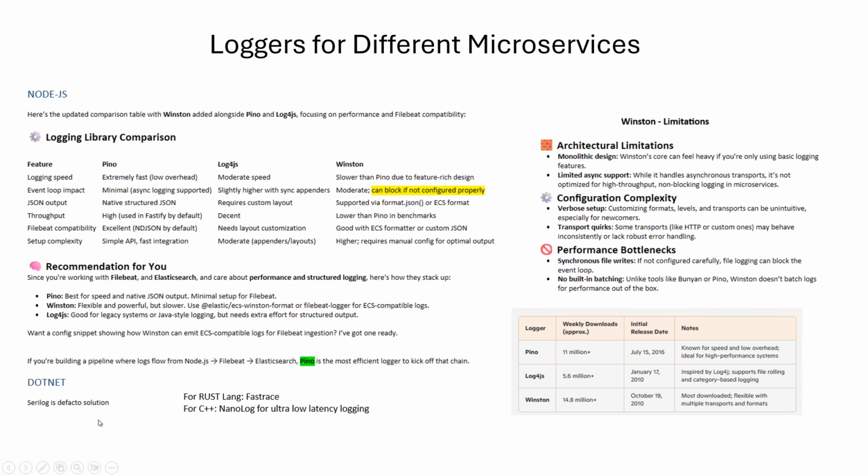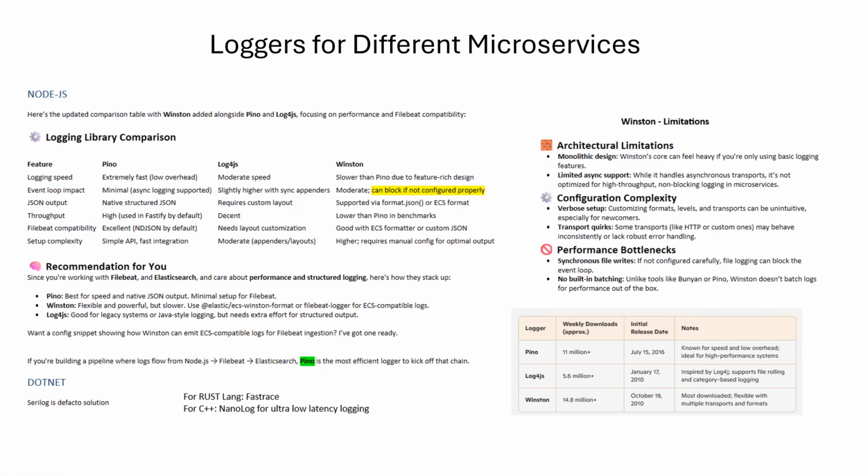When we talk about .NET, Serilog is definitely the fastest among all. There is NLog also, but as per the statistics and benchmark comparisons, Serilog is the fastest. When it comes to the Rust language, there are a number of options, but fastrace is the best one. And when it comes to C++, Nanolog is the top one, which is famous for its ultra low latency logging. So there are a number of libraries that we have here.